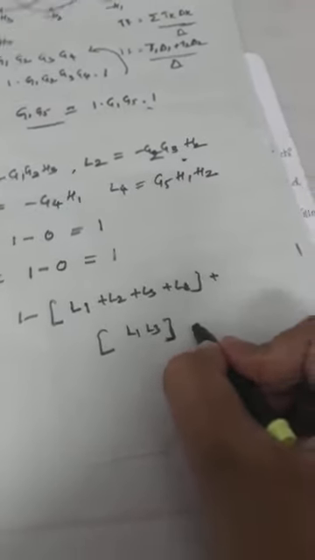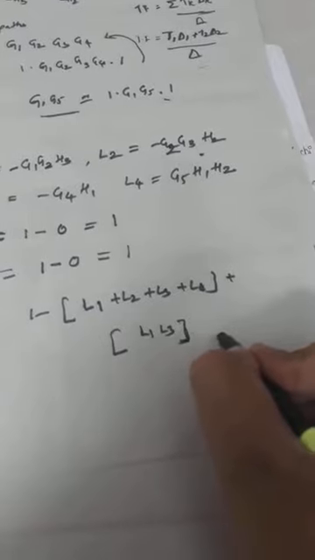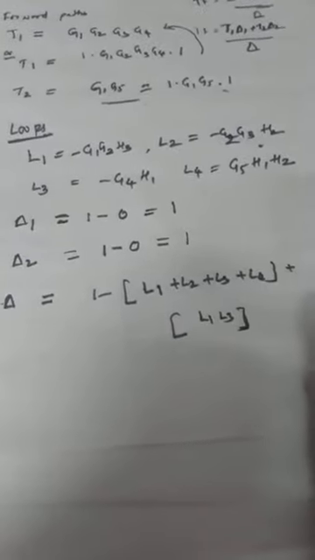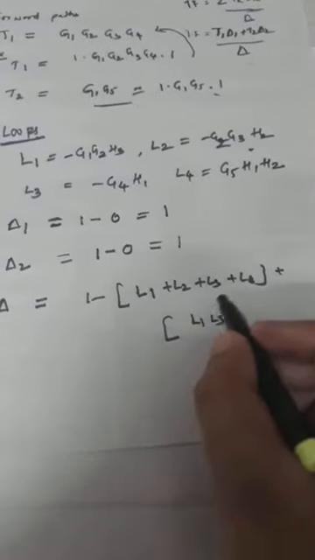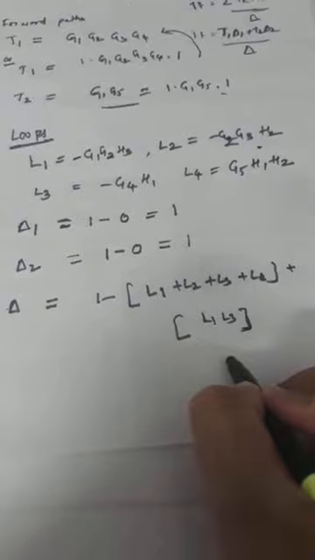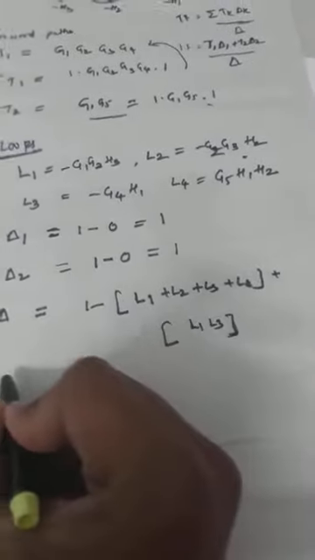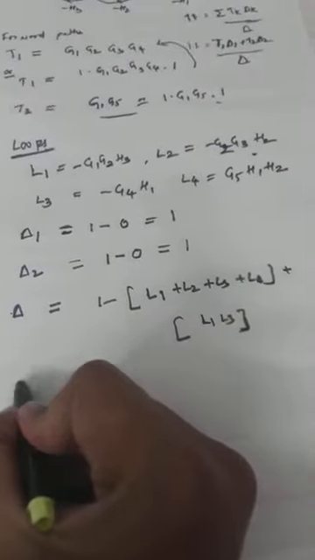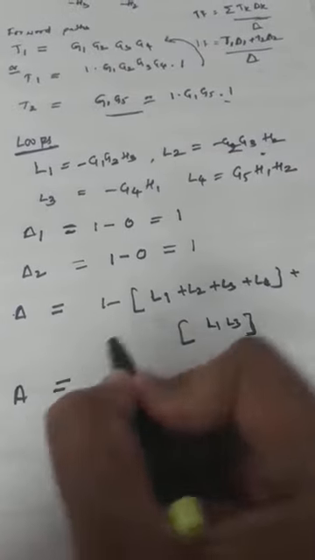After this, if in any problem you are getting a pair of three non-touching loops, then again you can write here. Here you have considered plus, next you have considered minus, then write for the three non-touching loops. Okay. So as far as this problem is concerned, we'll get only up to two non-touching loops. Okay. So then by substituting the values of L1, L2 and so on, you simplify the value of delta.